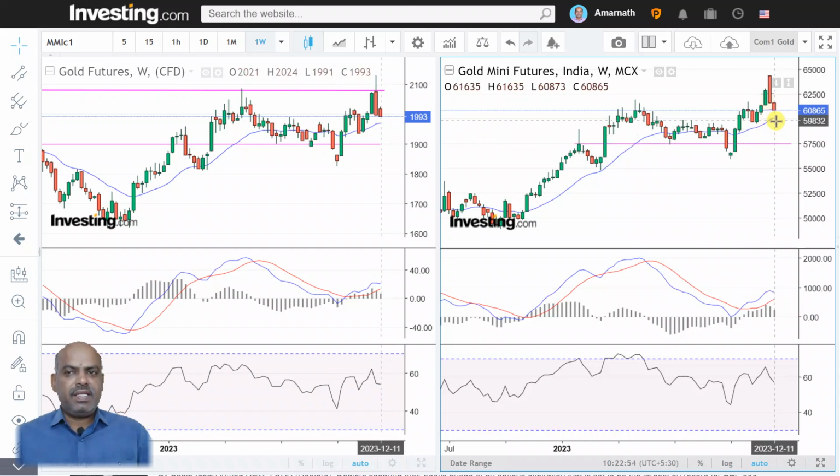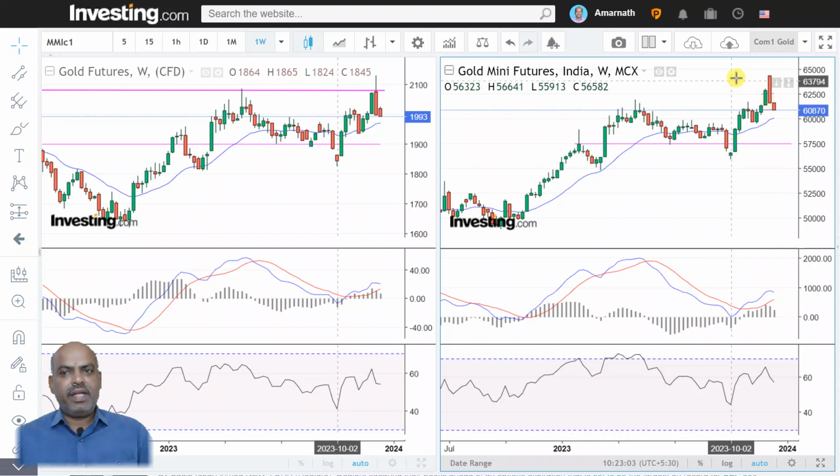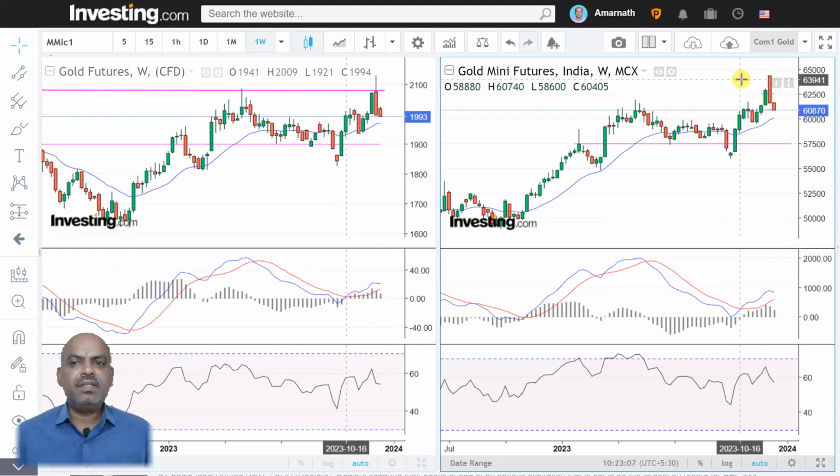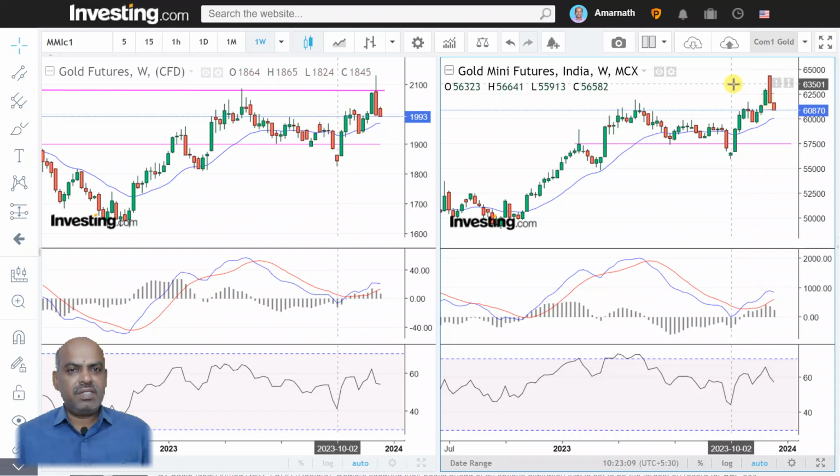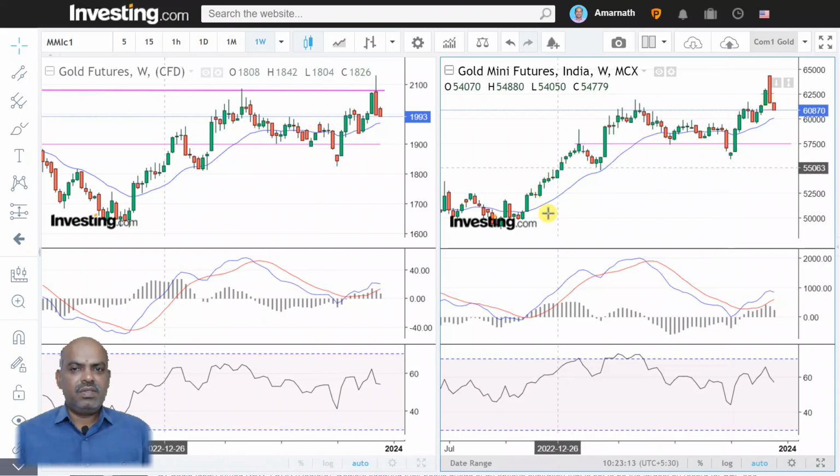In case it breaks on the upper side, the immediate level is 62,500 and the next target would be the near all-time high, 64,300. So there are still possibilities on the downside, and the possibilities are more. So this is about gold.